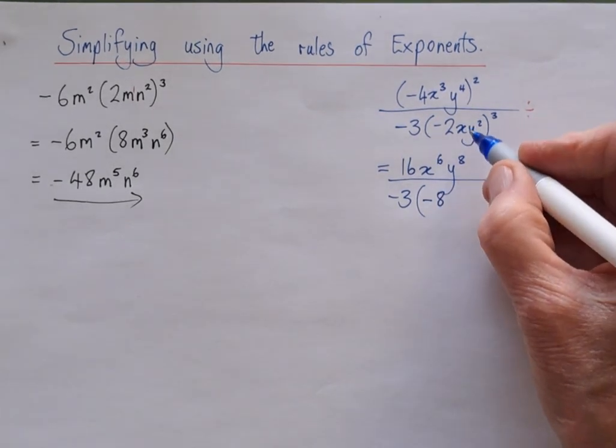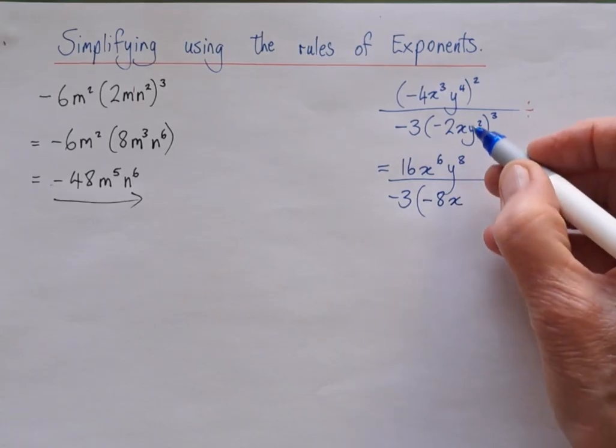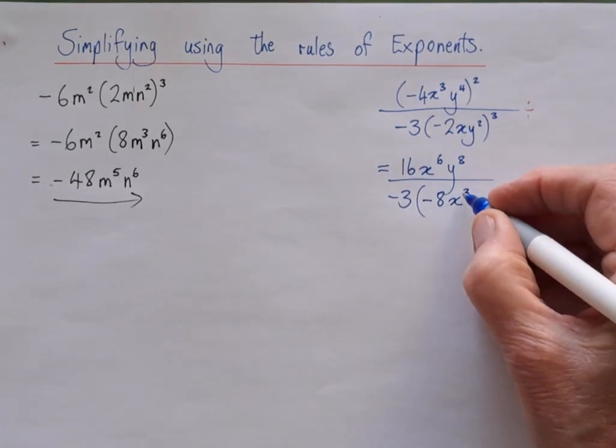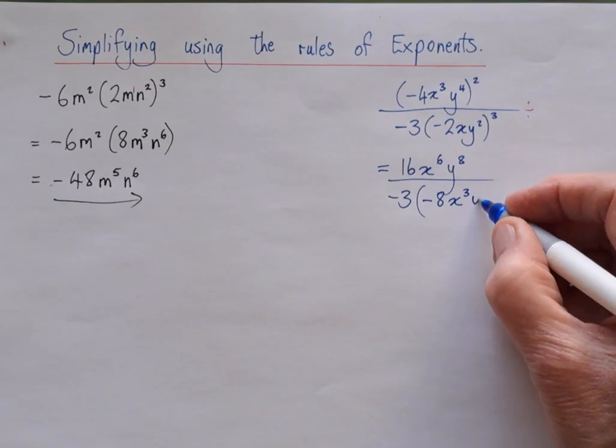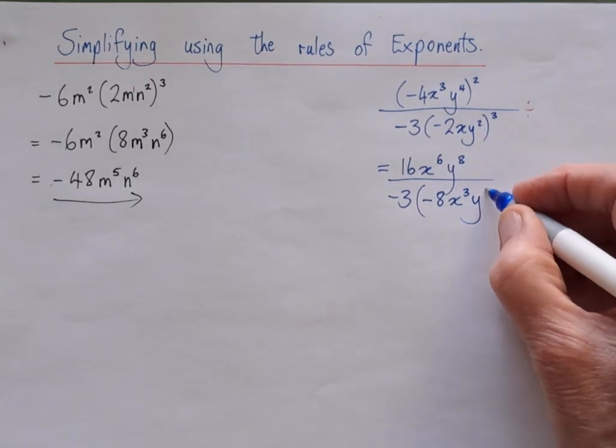And then again, remember this is x to the power of 1. So I've got a base of x. 1 times 3 is 3. Here I've got a base of y. It's already raised to the power of 2. 2 times 3 is 6.